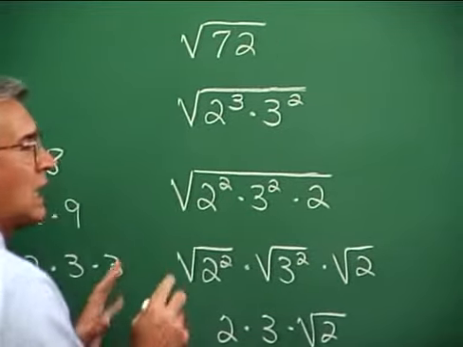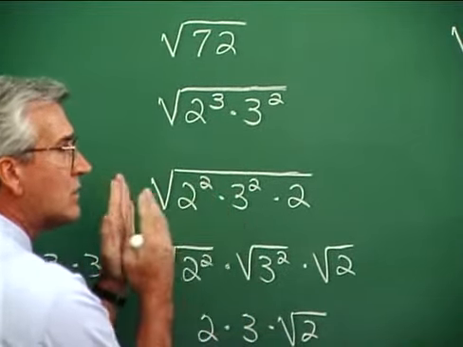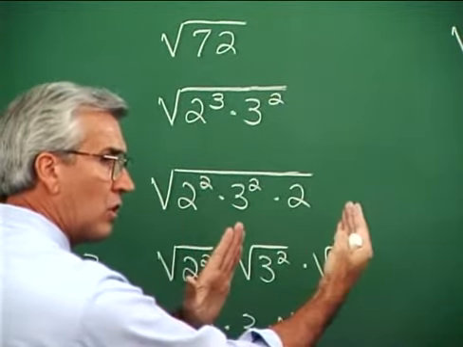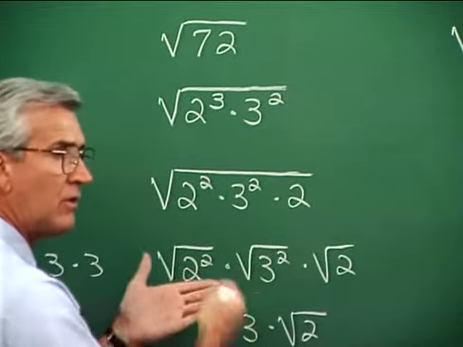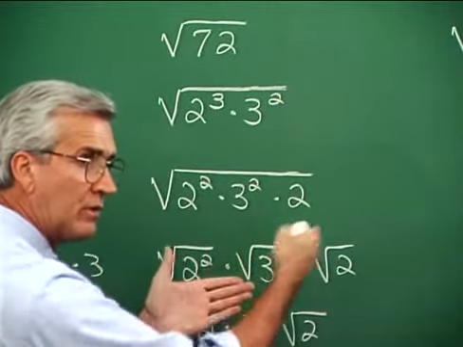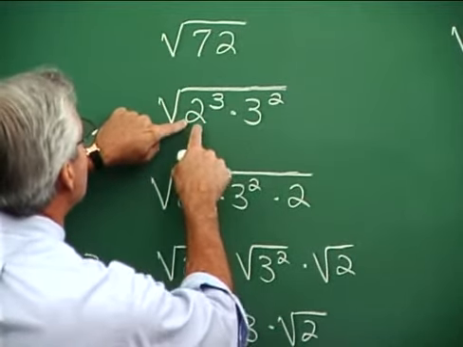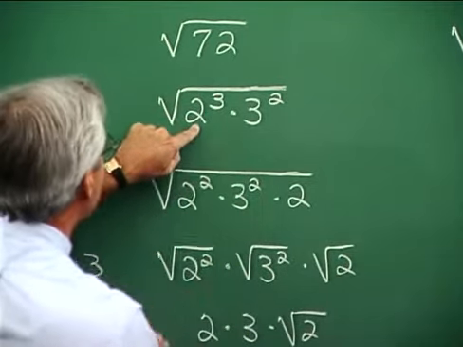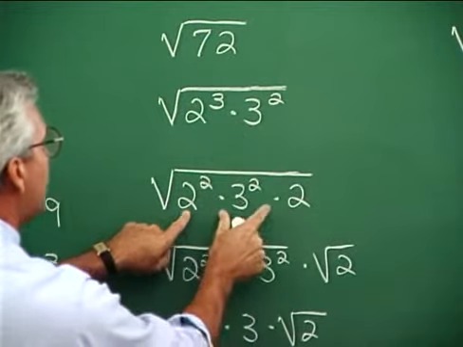Now let's factor this so that we can see squares and leftovers. Squares would be, in this situation, numbers that are indicated to be squared. So I'll factor 2 cubed as 2 squared times 2. I'm putting the 2 squared here and the leftover 2 factor over here, and I'm bringing down this 3 squared.